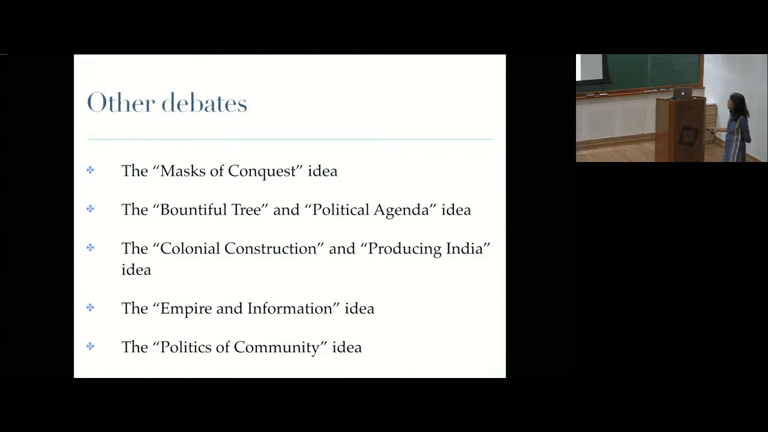Should I give you the names of who's responsible for these ideas? That's Gauri Viswanathan's. Bountiful Tree is Dharampal, political agenda is Krishna Kumar. And this is the idea that our wonderful indigenous systems of education were wiped out by the British. The colonial construction is Bernard Cohn's idea. Producing India is taken over by so many scholars after him. It's a very, very powerful construct.